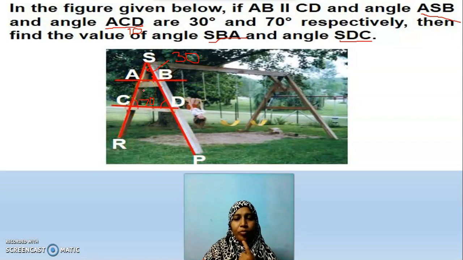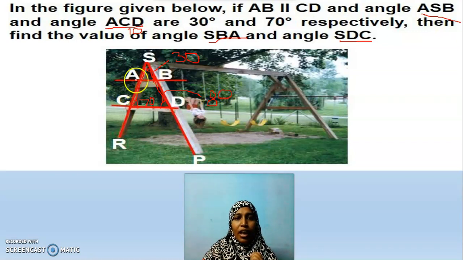What shall we do? Do you remember the triangle chapter? What property can we use in this full big triangle SCD? We know the top angle and one of the bottom angles. Only this angle I have to find. Is it possible? Yes, we can find it, by the angle sum property. By the angle sum property, 70 plus 30 is 100. If I subtract it from 180, what will be the measure of angle SDC? Yes, it is 80 degrees.